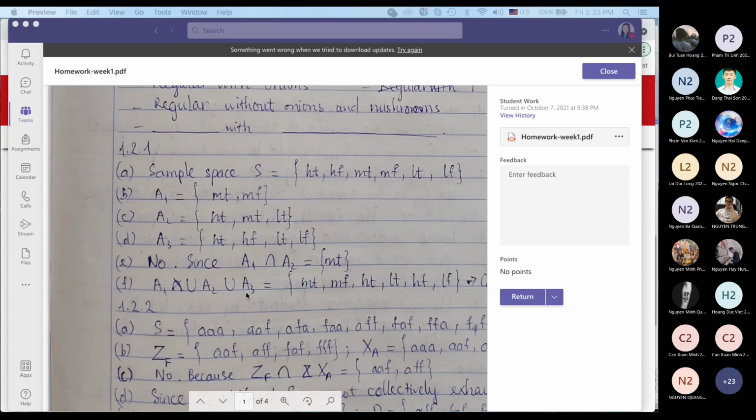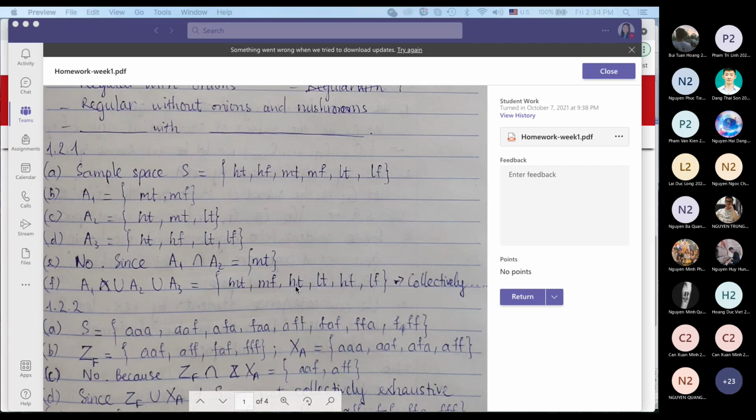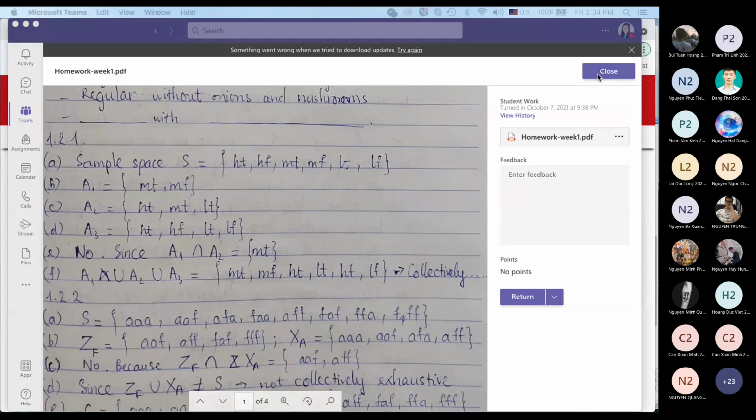The last one. A1, A2, A3 union equals 1, 2, 3, 4, 5, 6. Okay, so it equals the sample space. The union of the three events equals the sample space, so it is called collectively exhaustive, right? Okay, I finished checking.